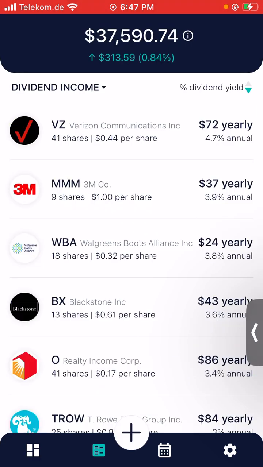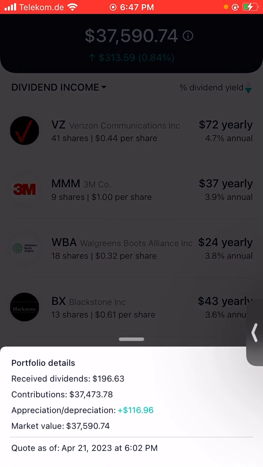The next tab, and I will go pretty quick on this one, shows you how much I have invested as well as my profit to date. So if I look at the details, so you click on the information icon, you see that I have received to date $196 in dividend. I started about June of 2022, so it's been 9 to 10 months into the beginning of this journey.